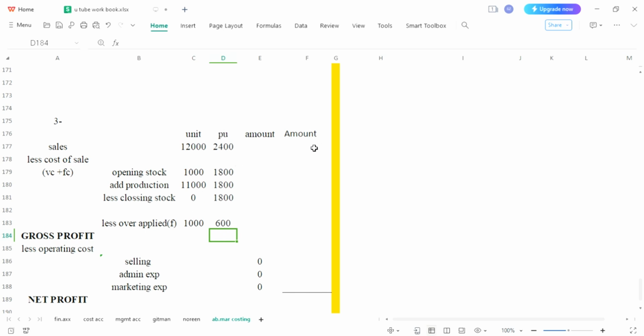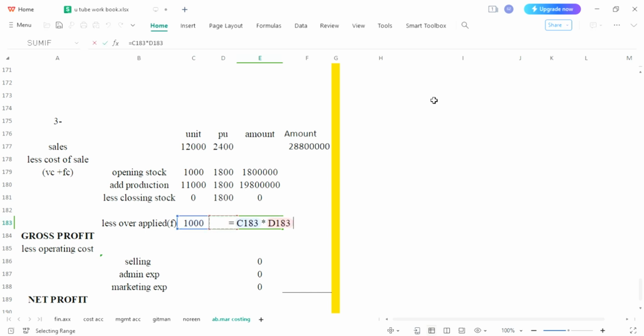Now we are ready to calculate our total amounts. Amount of sale is calculated by multiplying units by per unit. Units are 12,000, and we multiply by per unit 2400. Amount of sale is here 2880. In the next column we will calculate opening stock, which is 1,000 units multiplied by per unit 1800. Opening stock is done. For production cost, we will multiply units 11,000 with per unit 1800. Our production cost is done. Now closing stock, no units, that means it would be 0. For fixed cost, number of units 1,000, and we will multiply it with 600 per unit cost.